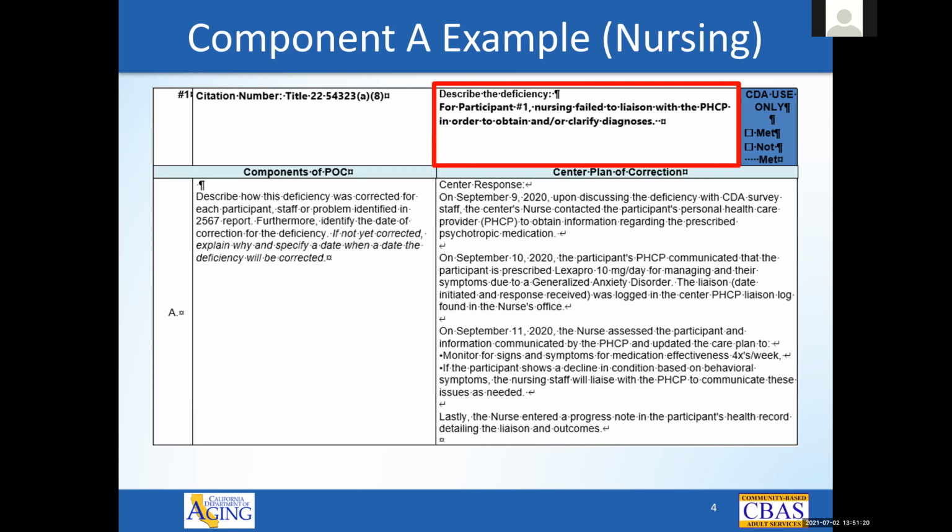Secondly, you'll note that it shows that the nursing team entered a progress note in the health record to indicate when the liaison occurred, which is important, and we would want to see that in your correction. So for the next slide, I will pass it back to Whitney, who will discuss the social work example.